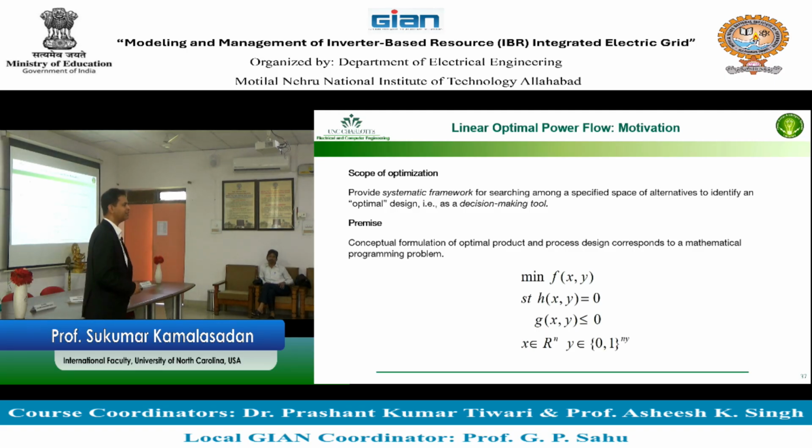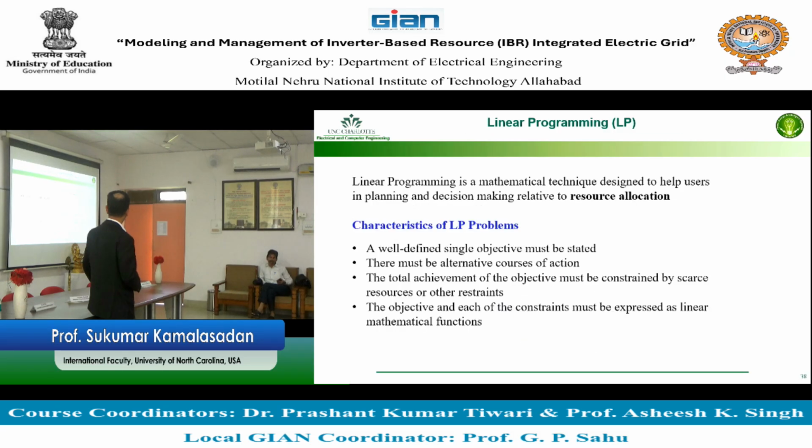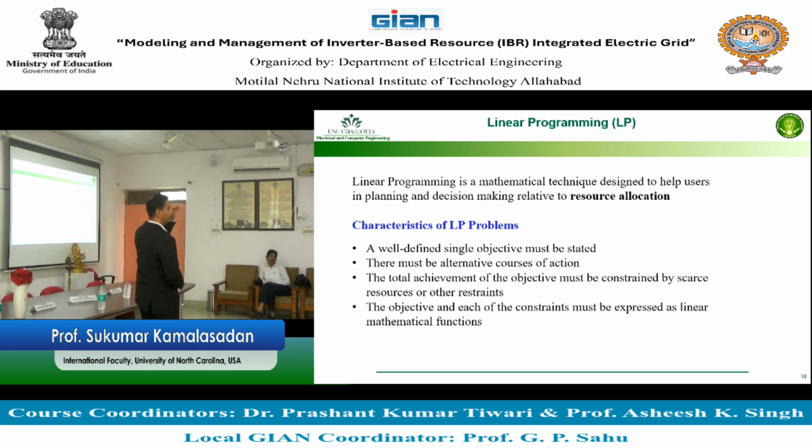Linear programming, by the way, is pretty much understood, and people understand linear programming. A characteristic of linear programming is that a well-defined single objective must be stated. There must be alternate courses of action. The objective and each of the constraints must be expressed as a linear mathematical function. Okay. By the way, when you say linear, non-linear, and all that, what does it mean?